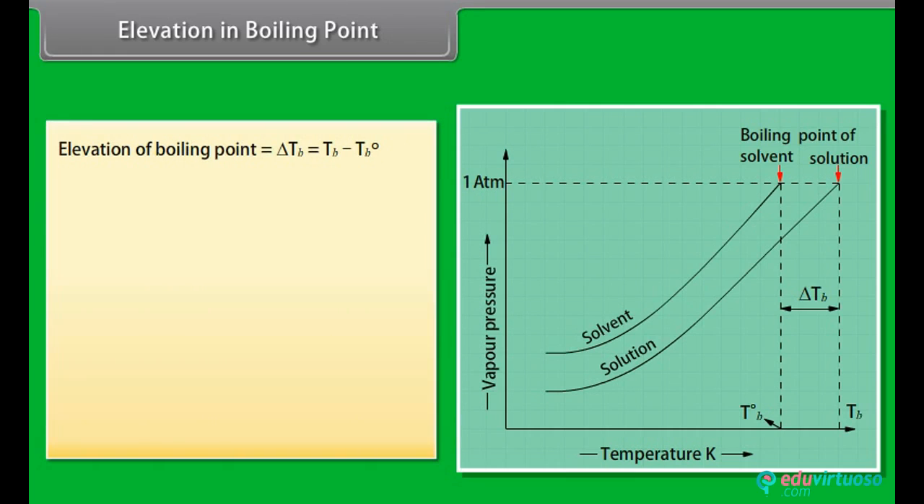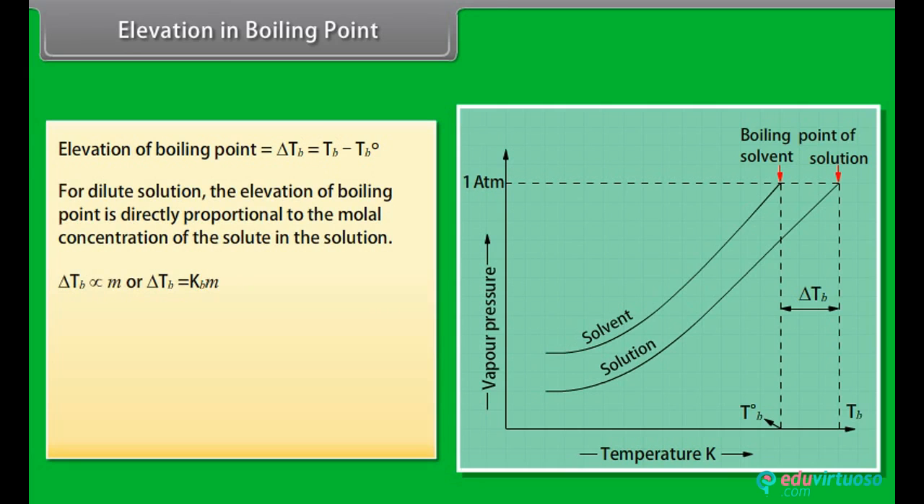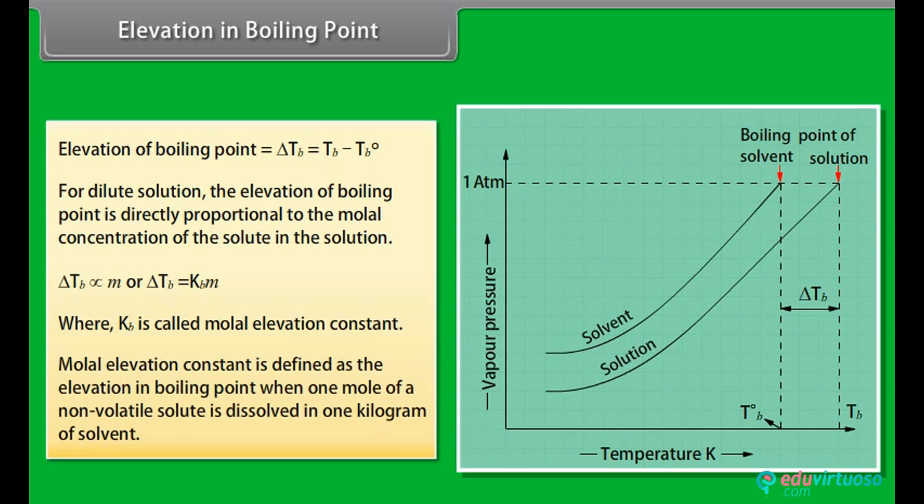Elevation of boiling point is denoted by ΔTb, which is equal to Tb minus Tb°. For dilute solution, the elevation of boiling point is directly proportional to the molar concentration of the solute in the solution. Kb is called molar elevation constant. Molar elevation constant is defined as the elevation in boiling point when 1 mole of a non-volatile solute is dissolved in 1 kilogram of solvent.